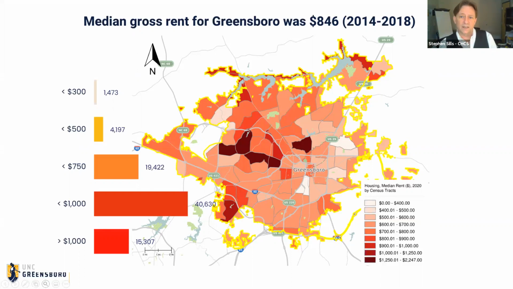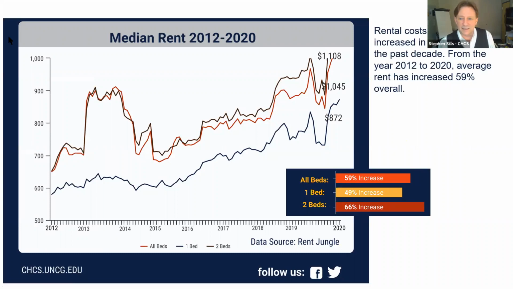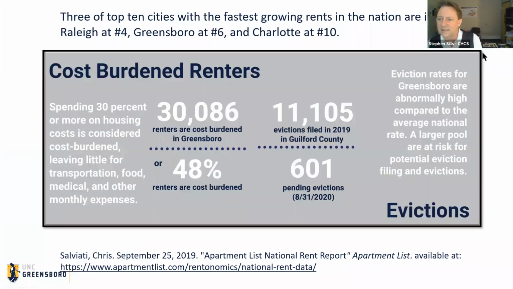Rents on average in Greensboro, around $850 gross. That rent has been steadily increasing. Between 2012 and 2020, about a 59% increase. So in 8 years, rents have gone up 59%. Incomes have not followed. Incomes have not kept pace with the increases in rent. That has resulted in a higher and higher percentage each year of residents experiencing a status called cost burden. Cost burden means they're spending more than 30% of their gross income on housing and housing related expenses. That's about 48% of all renters are cost burdens, half of renters, and about 24% of homeowners.